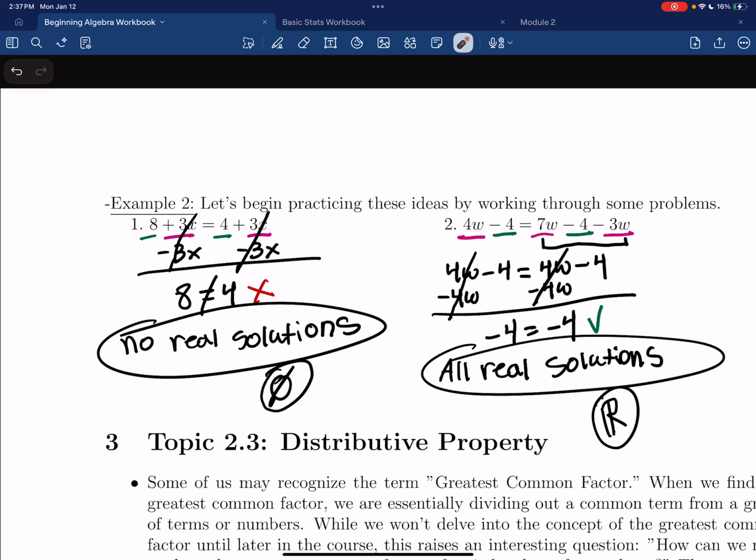For something like this, all real solutions, that means you can plug in any value you want. It can be any value that you know of. It can be something extreme, like 100 billion, or it can be something as little as 0 or 1 or 2. Regardless of the value you plug in for w, you will always get a true statement, a true equation. Both sides of this equation will always equal each other regardless of the value you plug in. That's what all real solutions and no real solutions mean.